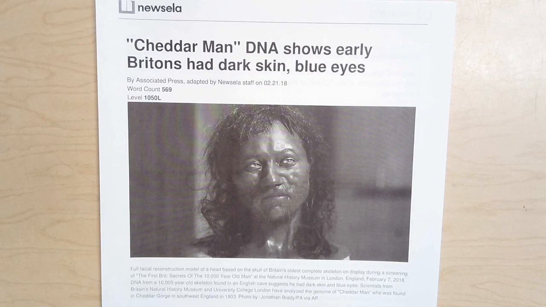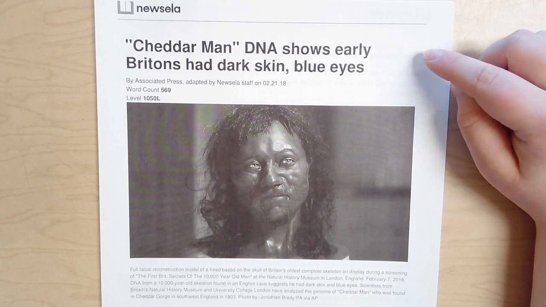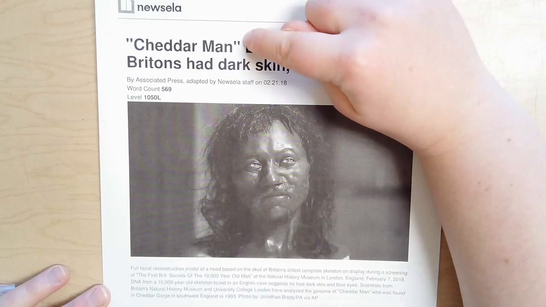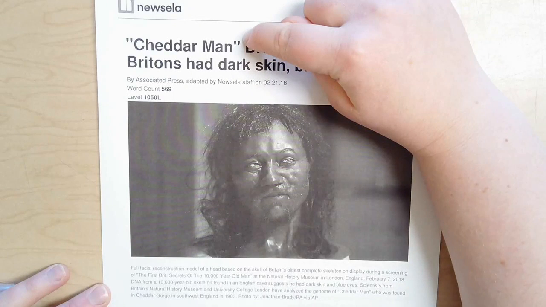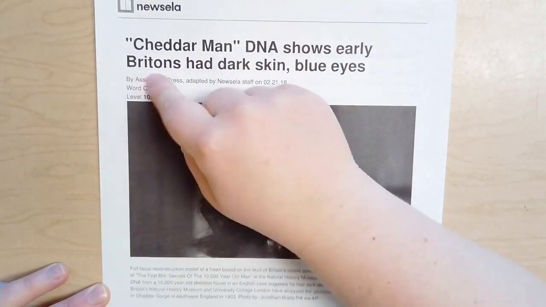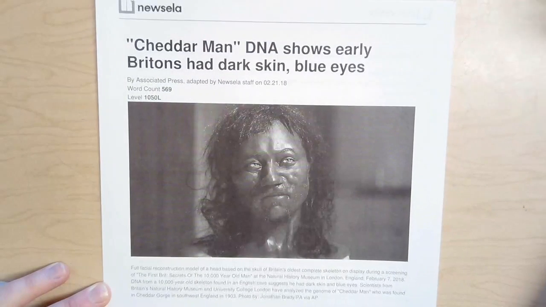To show you how to make a topic map, I'm going to briefly summarize this really interesting article, and then show you how I would make a topic map using it. Our headline is: Cheddarman DNA shows early Britons had dark skin and blue eyes. Cheddarman is this old body that they found in England, and they were analyzing his DNA. If you didn't know, Britons are people from Britain, the island that England and Ireland and Scotland and Wales are on. In other words, the United Kingdom.